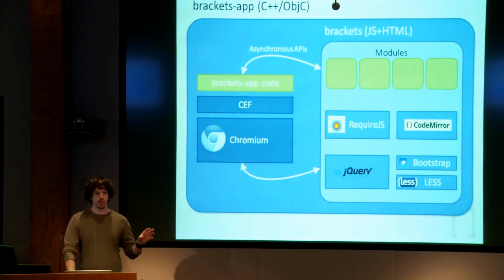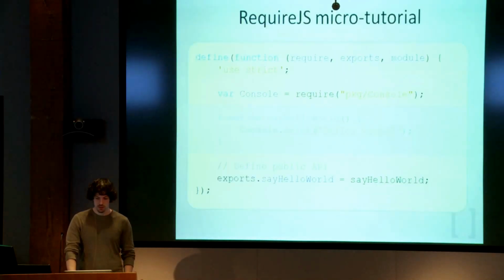Those green boxes there are the series of modules. We have a whole bunch of JavaScript files that contain the main source code for Brackets. You can think of that as analogous to classes or packages in a lot of other programming languages.